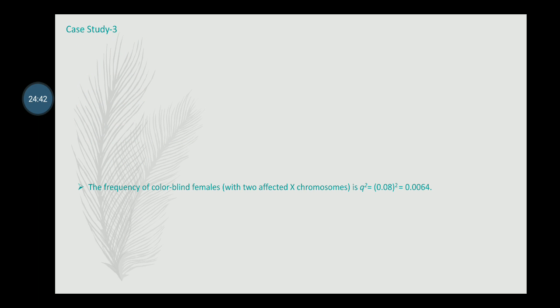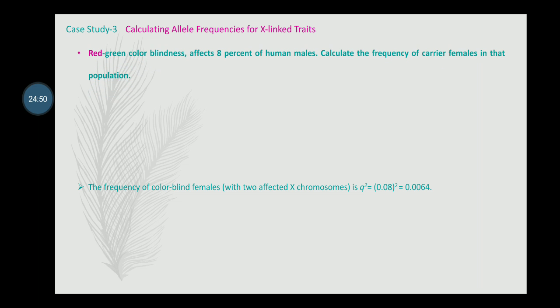Now, case study 4, calculating allele frequencies for X-linked traits. Red-green color blindness is a well-known X-linked mutation. And suppose in a population 8% of human males are colorblind. Now you need to calculate the frequency of carrier females in that population. So how should we progress? The frequency of color blindness is 8%, 8 out of 100, that is 0.08.